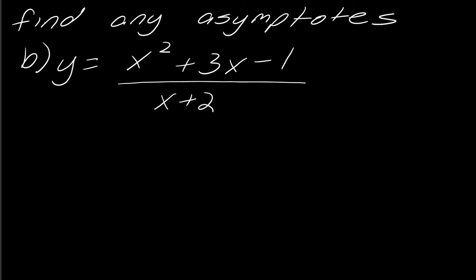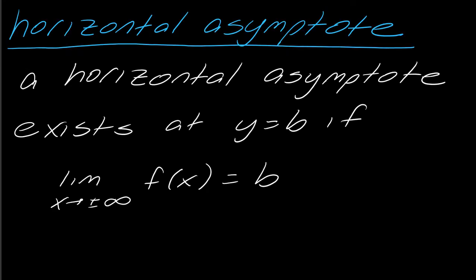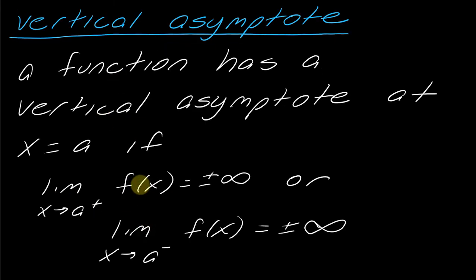So for B here, this is very similar to what I was just talking about with A. For problems like these, you need to use really the definition of an asymptote. So these are the limit definitions as part of your answer. So I've got these definitions here.